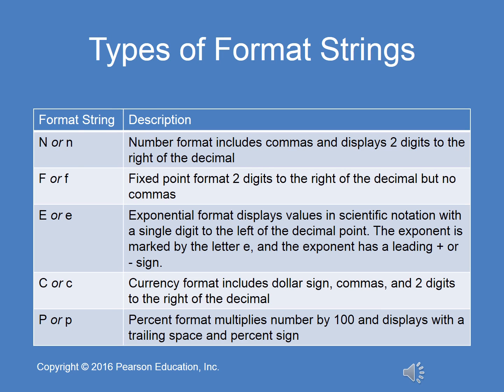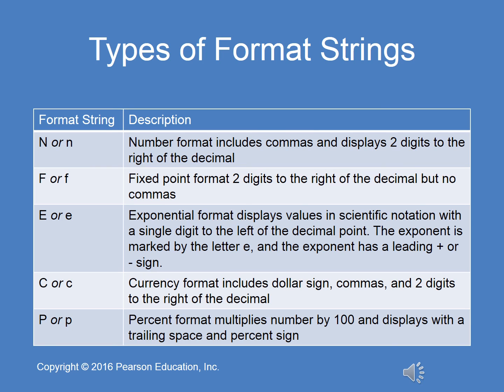Here's a list of the format strings that can be used with the toString method. Upper or lowercase N: the format includes commas and displays 2 digits to the right of the decimal place. F, capital or lowercase, is fixed point format, 2 digits to the right of the decimal place, but no commas. E, capital or lowercase, is exponential format, which displays values in scientific notation with a single digit to the left of the decimal point, and the exponent is marked by the letter E and has a leading plus or minus sign.